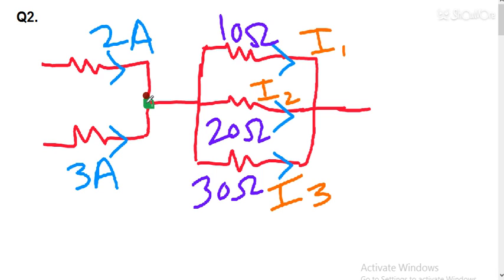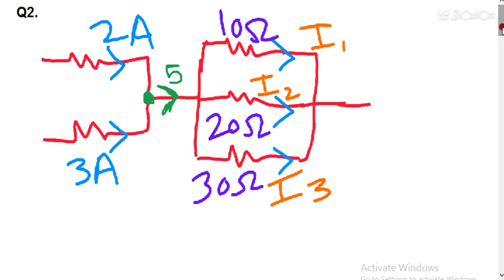So this is the point where current is meeting here, that means some current will flow away from here, because if a point has current coming in from two branches, then obviously the third branch current will be going away. So it is equal to 5 ampere, 2 plus 3 is 5.